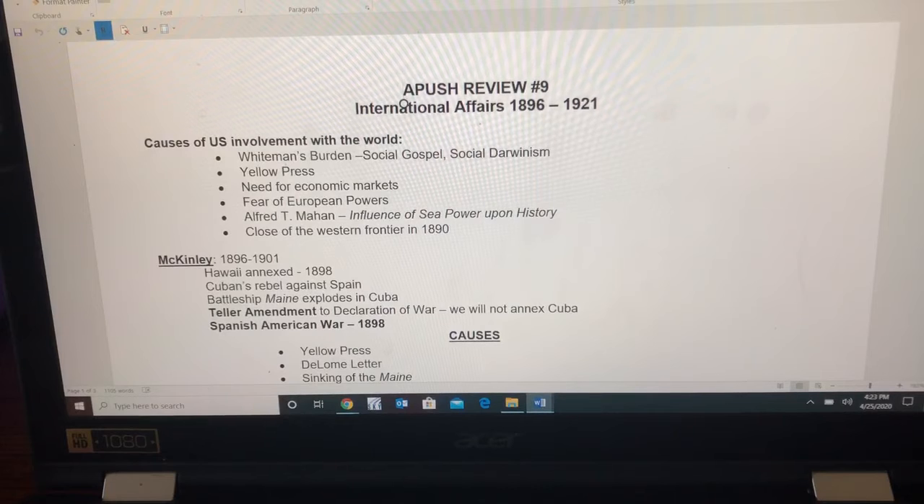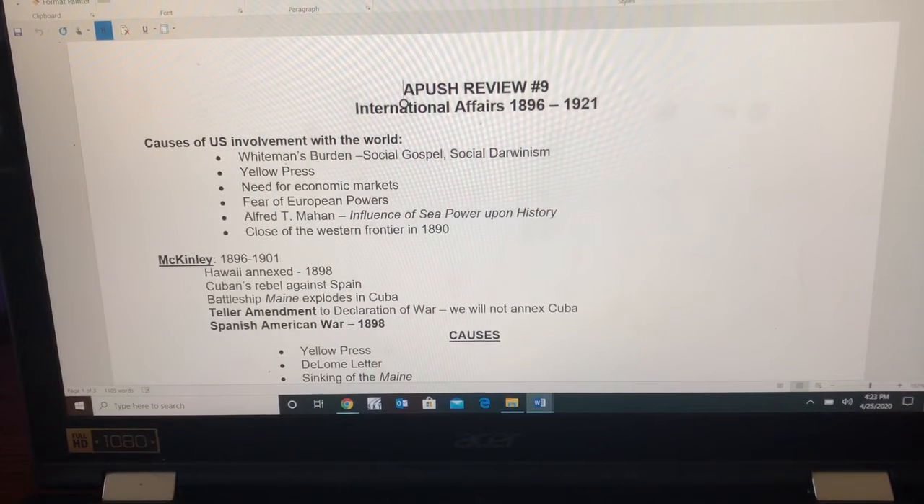Military-wise, Alfred Thayer Mahan writes The Influence of Sea Power, and he looks at the British, seeing how they're the superior nation because of their navy, that the U.S. needs to build theirs. Also, the closing of the frontier, that we have nowhere else to spread democracy. And so this really encourages imperialism.